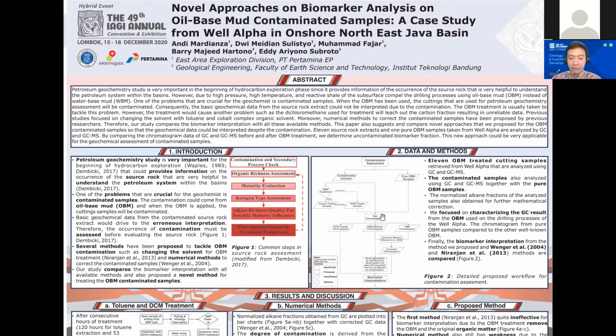Then the chromatograms obtained from gas chromatography are interpreted: the DCM treated chromatogram, the OBM plus bitumen chromatogram, which is the contaminated sample, and the OBM chromatogram. Then we also use the Wenger et al. method, the numerical method, so we obtain the corrected chromatogram. All of the analyses lead to interpretations, and the interpretations obtained from the three data sets will be compared to test their effectiveness.